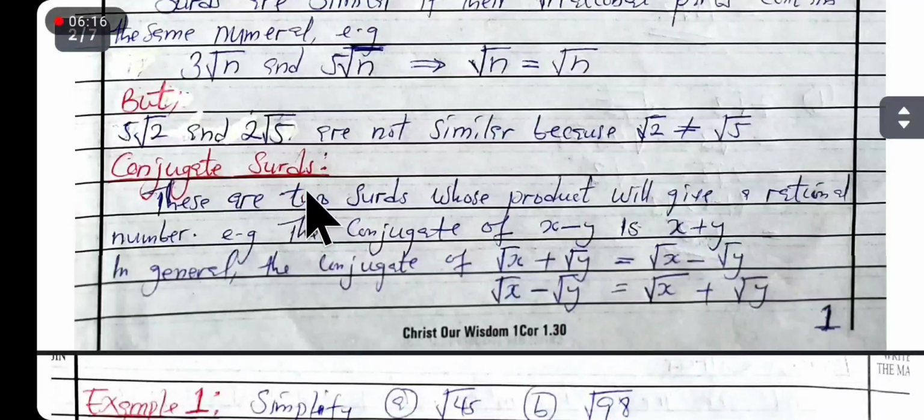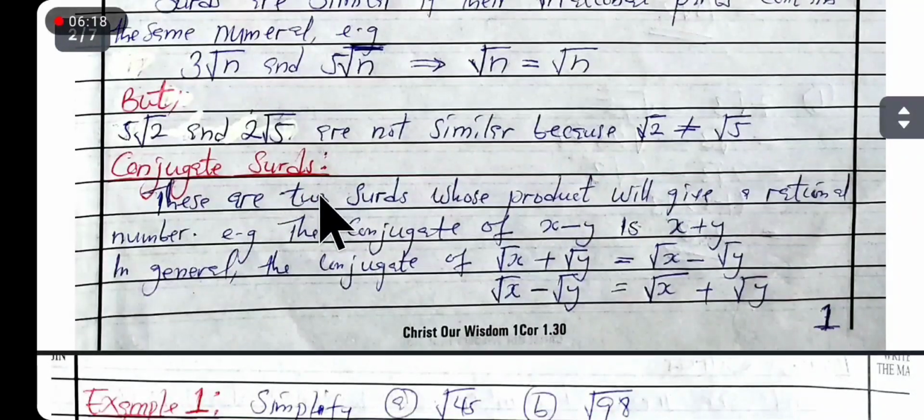We have conjugate surd. Okay, look at what is a conjugate surd. Now there are two surds whose product gives a rational number. So when you have two surds that if you multiply them together give you a rational number, not irrational, then that is what we call a conjugate of a surd.